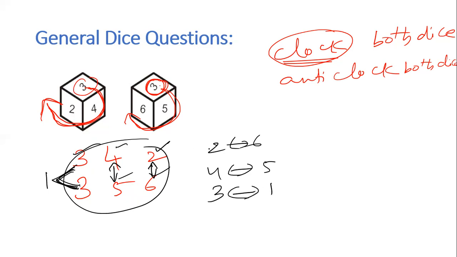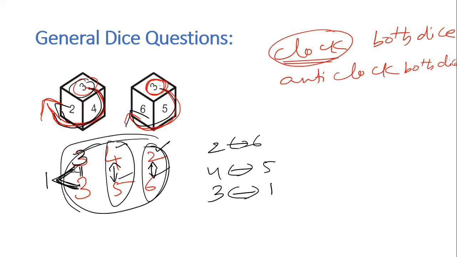So this is how we can find when one element is common. I repeat, when one element is common, we start with that common element. We write the other numbers in clockwise direction. So here 3, 4, 2, whereas here 3, 5, 6. So we write like this: 3, 4, 2, 3, 5, 6. So here 2, 6 opposite, 4, 5 opposite, and 3 is the element which is common.